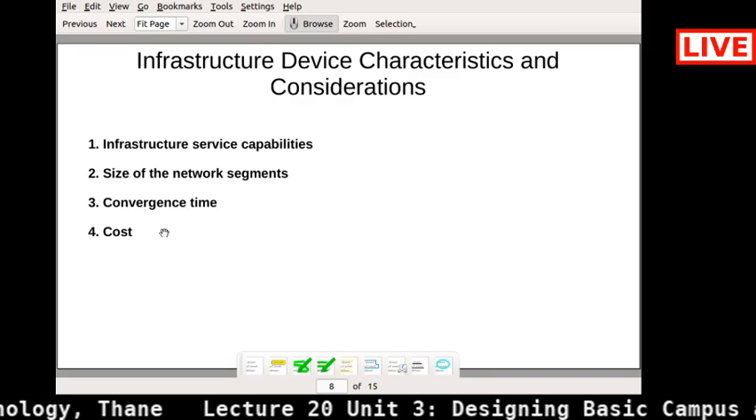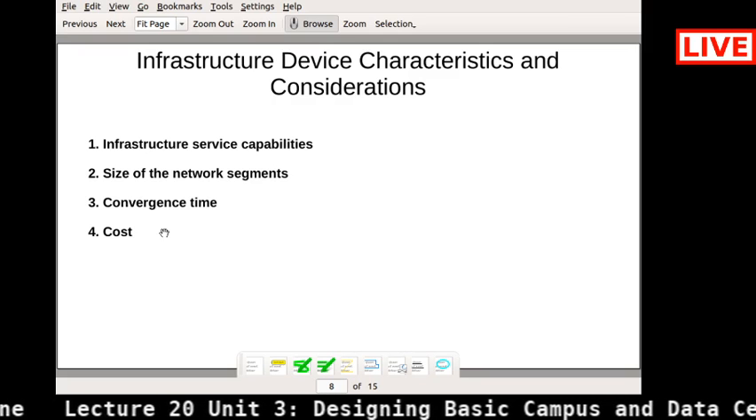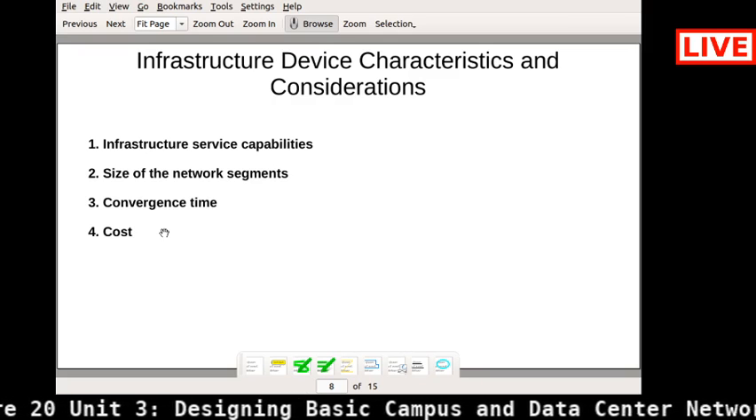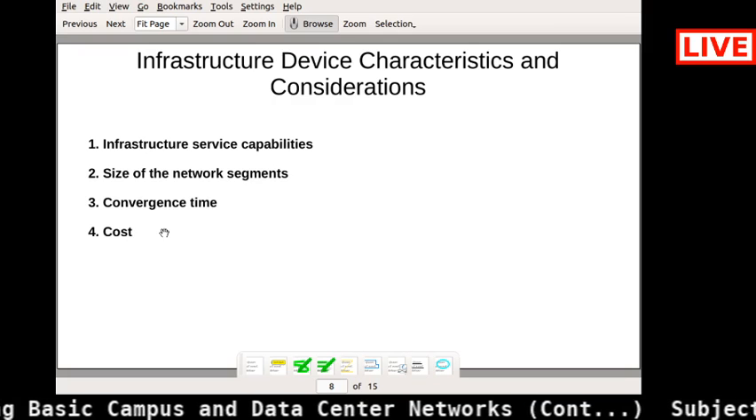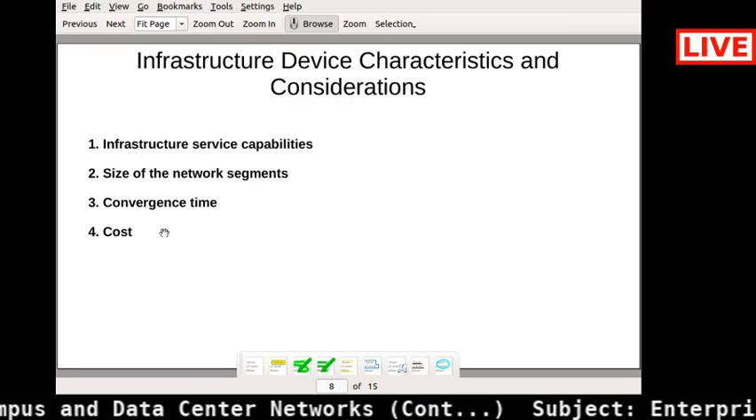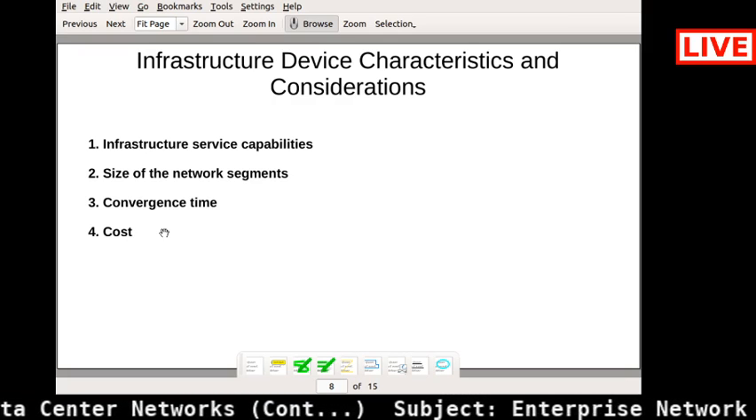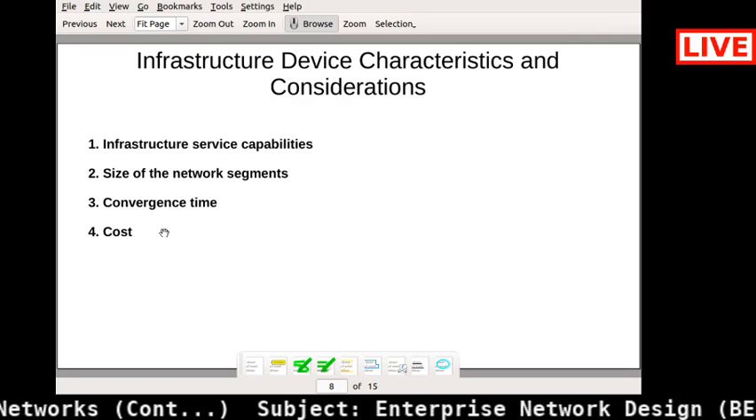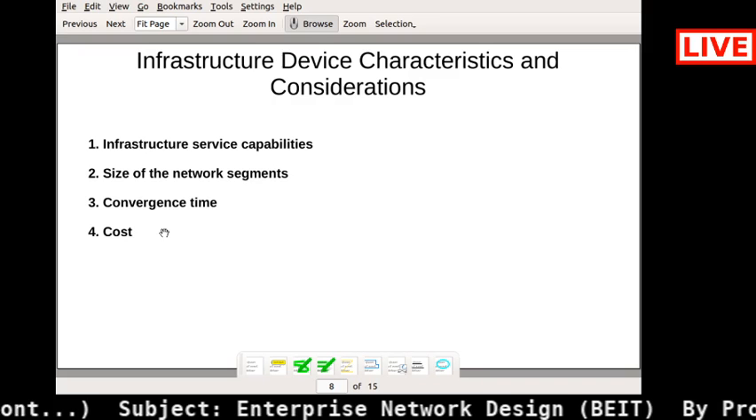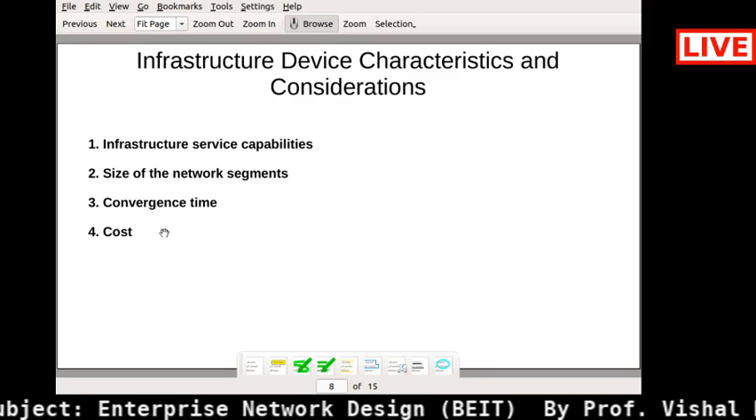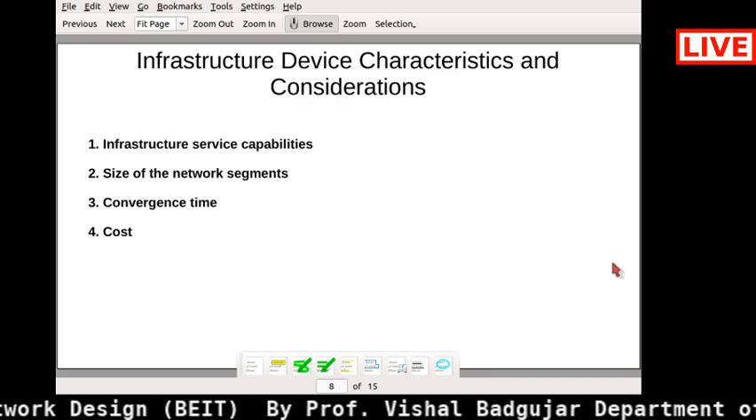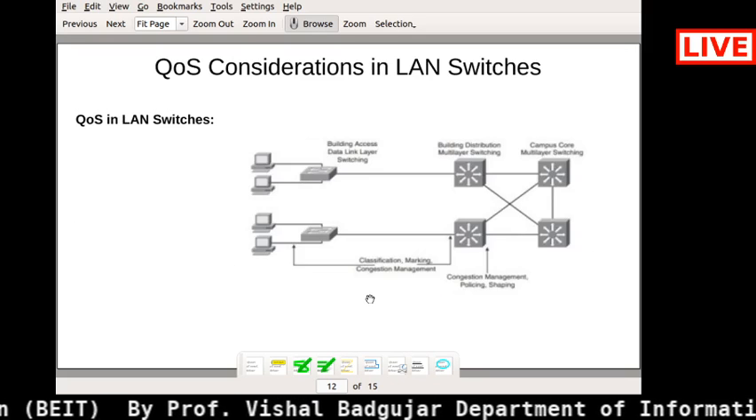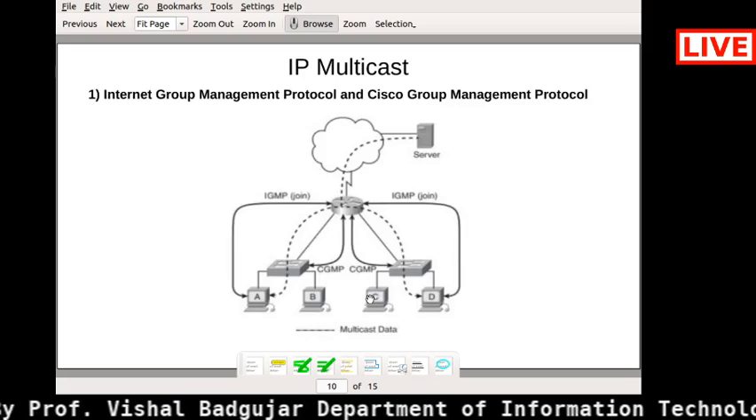So for example, the multi-layer switches will be more expensive than the layer 2 switches. Depending upon your organizational requirement, you can think about which one is suitable for your organization. That we can consider in terms of your cost, so this is also very much important.